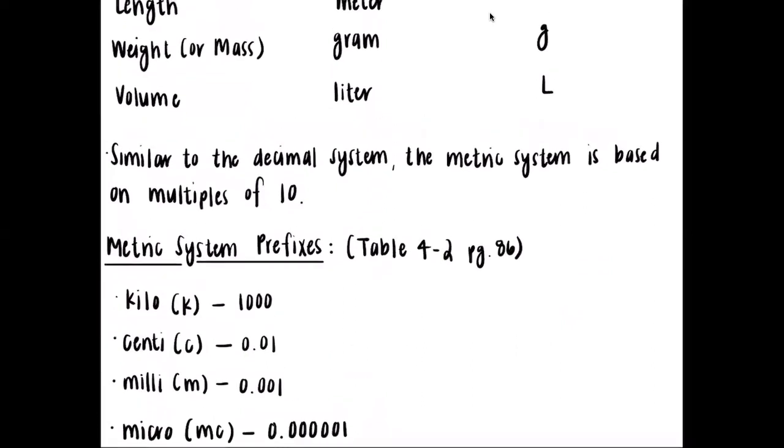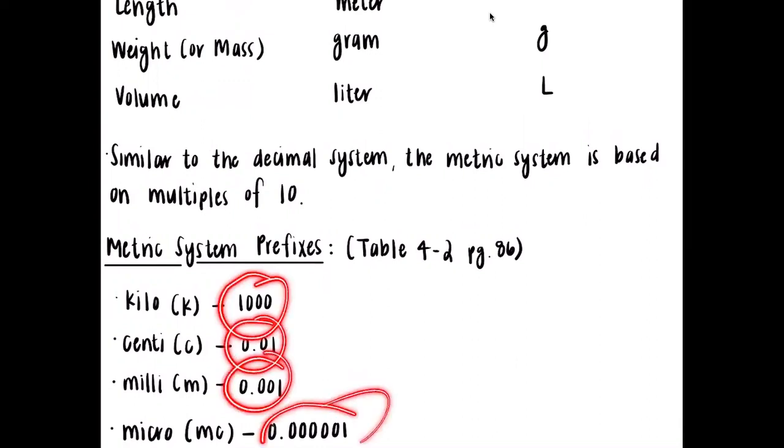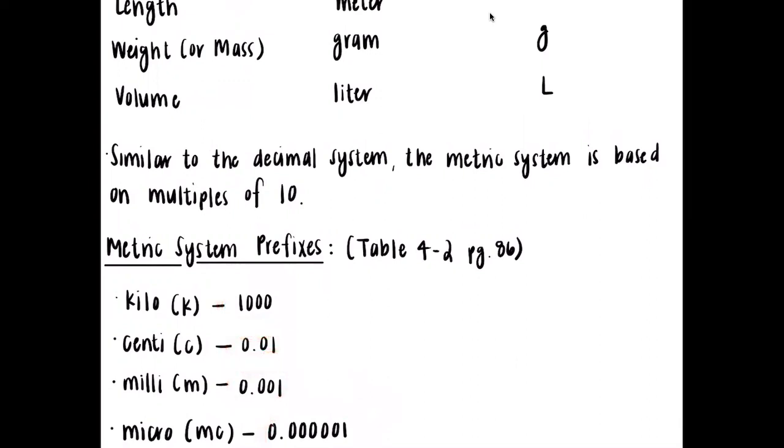Similar to the decimal system, the metric system is based on multiples of 10. What do I mean by that? All of these units of measurement are in some multiple of 10. That is what the system is based off of, and you'll see it in decimal format. If you need any remembrance of decimals, go ahead and check out, I believe, what we talked about in week 4. Yeah, week 4.